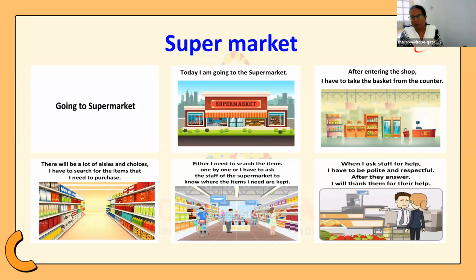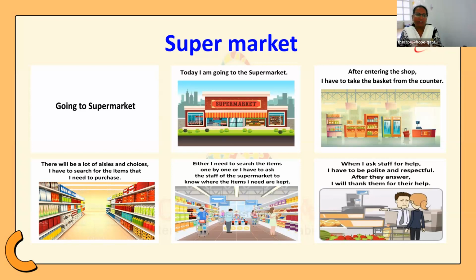Today I'm going to the supermarket. So at the entrance, I have to take the basket from the counter. Everything is what the child has to do. So you will not talk in the second person's view. You will say in the first person, I have to go, I have to sit, I have to do this. So you are enhancing that readiness skill in the child.